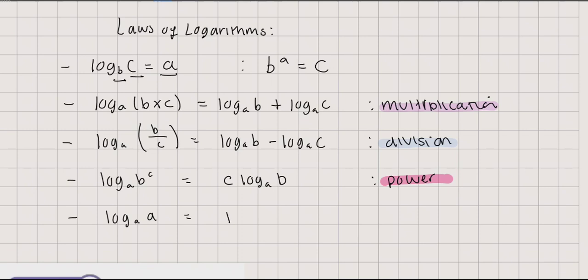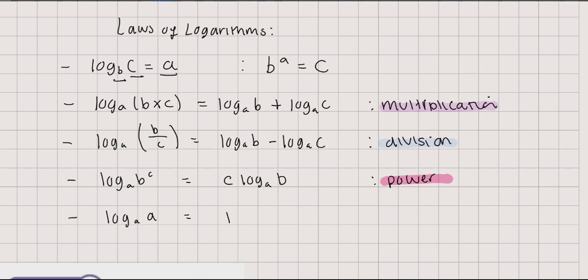And then we have three main rules. We've got the multiplication rule, which is log base a of b times c is equal to log base a of b, the same base as before, add log base a of c. And then we also have the division law. So if we have log base a of b over c, that's equal to log base a of b minus log base a of c.